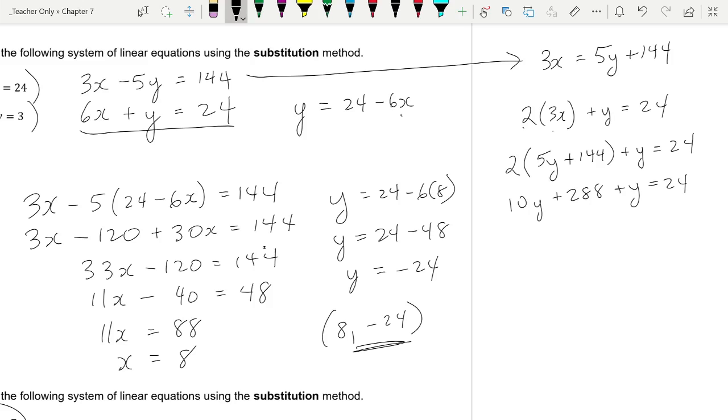I'm going to add those together and get 11y. I'm going to minus 288 from both sides, giving me negative 264. And 11 does go into 264 because 11 goes into 26 2 times with a 4 left over, and 11 goes into 44 4 times. So, yep. I'm getting the same answer. I kind of like that way better.